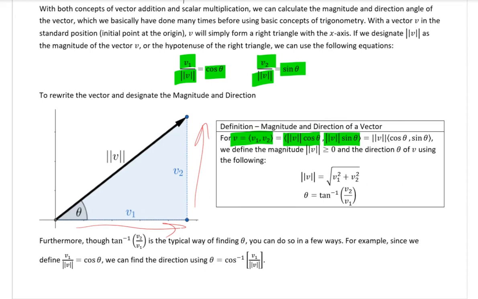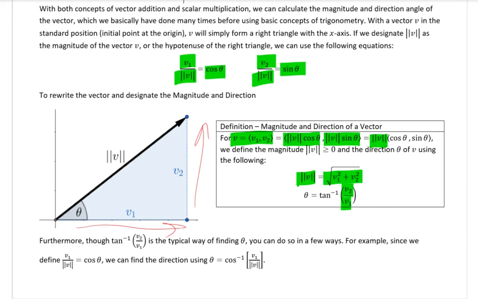Which, thinking about scalar multiplication, since they're both multiplied by the same thing on the inside, I should be able to pull that magnitude outside as a scalar. And I should now be able to define each of those. The scalar itself, the magnitude, I should be able to find by taking the square root of v1 squared plus v2 squared, which is the Pythagorean theorem, hence the triangle. And I should also be able to find theta by taking the inverse tangent of v2, the opposite, over the adjacent v1.